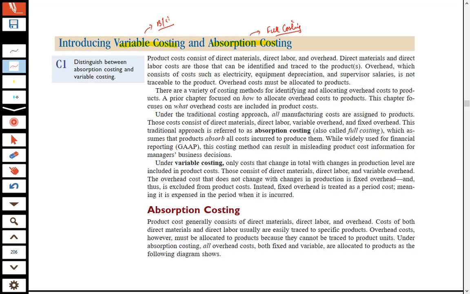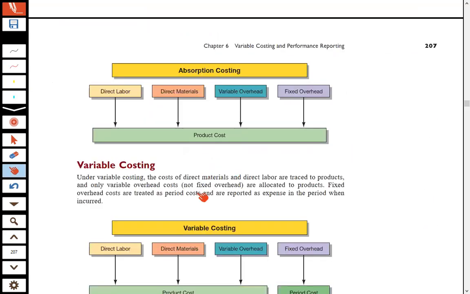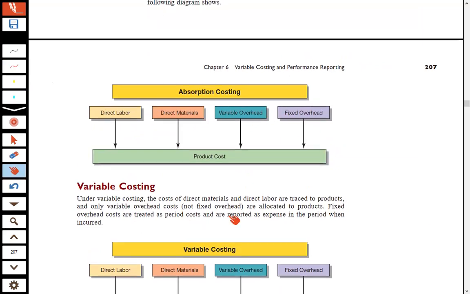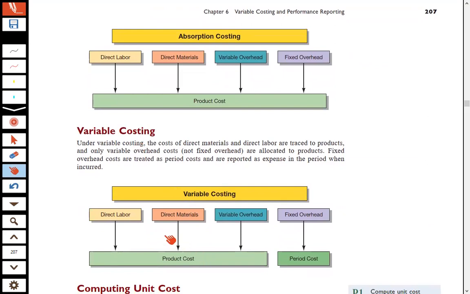So here is the definition: absorption costing, also called full costing, assumes that products absorb all the costs incurred to produce them. In short, this chart will summarize it. In absorption costing, product cost comprises direct labor, direct material, variable overhead, and fixed overhead. But in variable costing, as the name suggests, product cost comprises only variable cost, that is direct material, direct labor, and variable overhead. And fixed costs are considered period costs.